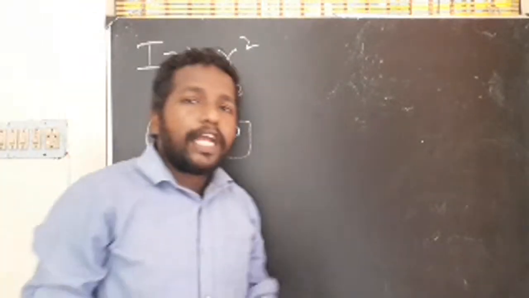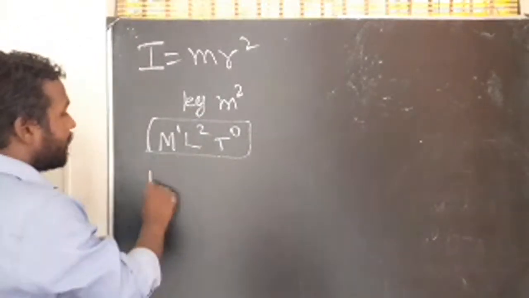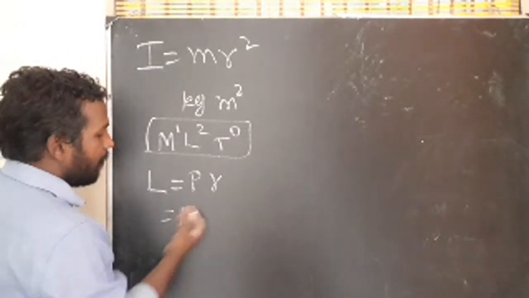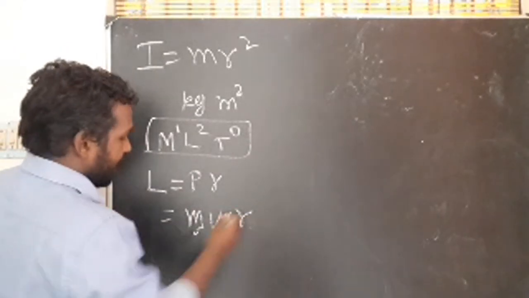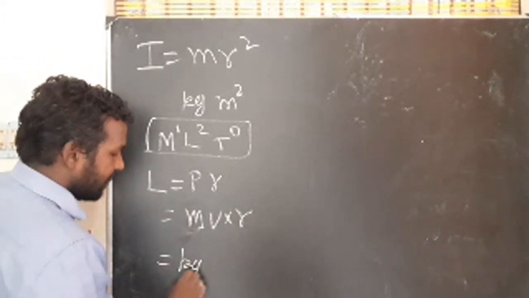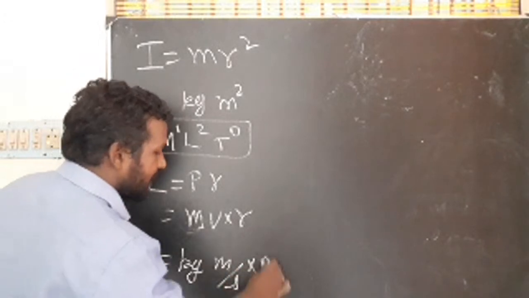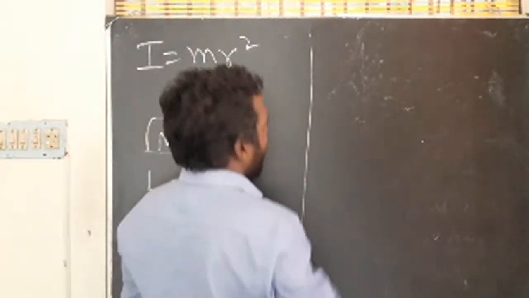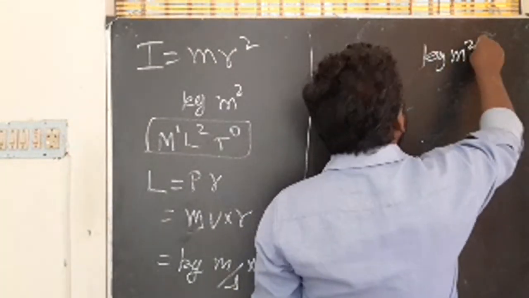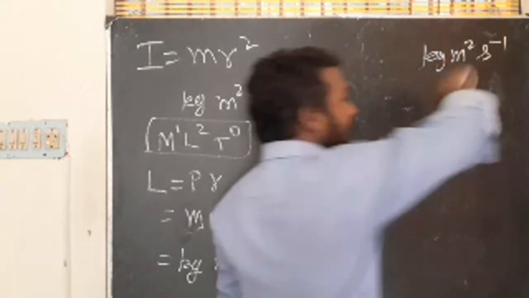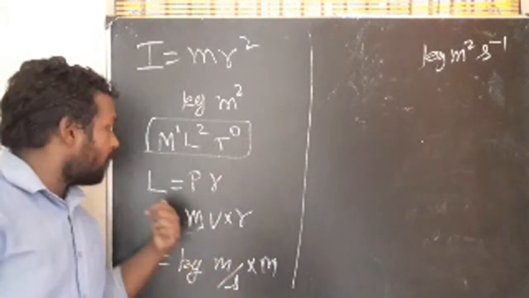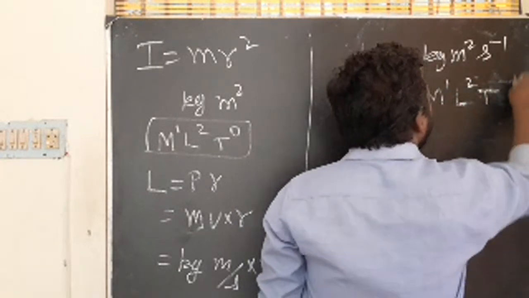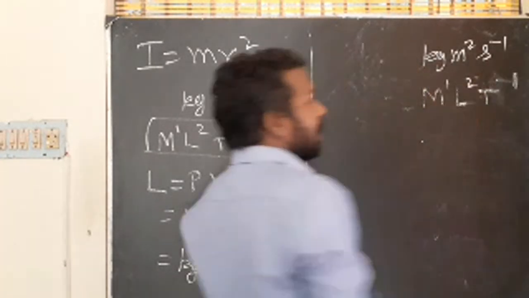The next one, dimensional formula for angular momentum. Angular momentum is equal to linear momentum into radius. Linear momentum is mass into velocity, into radius. What is mass? Kg. Velocity is meter per second. What is distance? Meter. Radius is meter. Meter into meter we can write as meter square. So we'll have the unit kg meter square, and second from the denominator I take to the numerator as second minus 1. So what about the dimensional formula for angular momentum? M power 1, L power 2, T power minus 1. So I got the dimensional formula for angular momentum also.